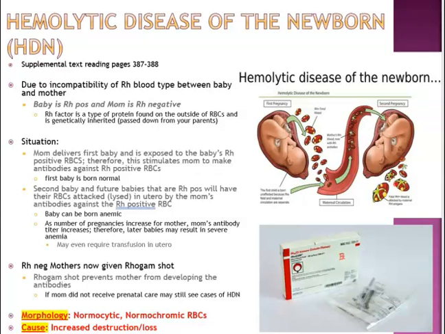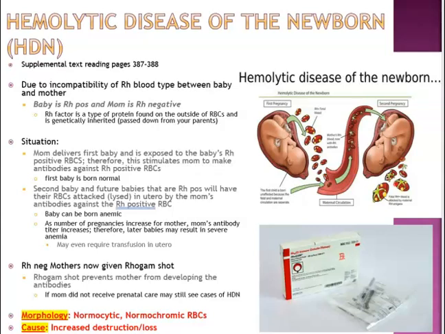Because of this, the babies can become anemic. As the number of pregnancies increases, the mother's antibody titer will increase. Therefore, later babies may result in more severe anemia. And it may even require a transfusion in utero. Rh negative mothers are now given what we call a RhoGAM shot to prevent this from happening.